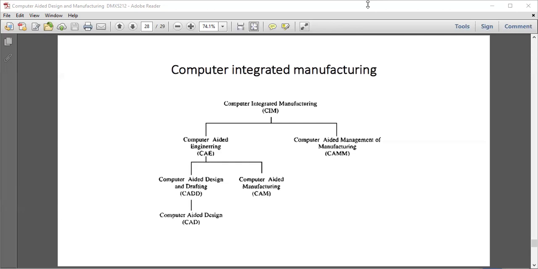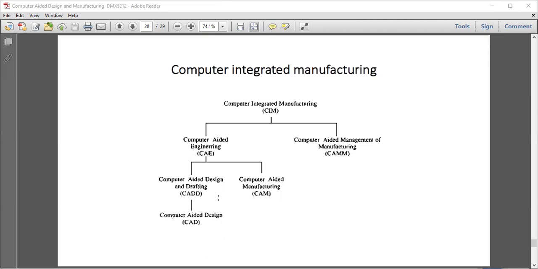So this is computer design and drafting, CADD, CAD. We use this term CAD alternative to this as well, computer design and drafting, or computer design. So actually the CAD, the computer design, is the overall work. Computer design and drafting is a category of computer design.